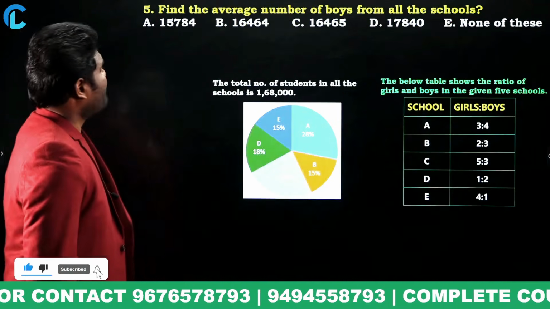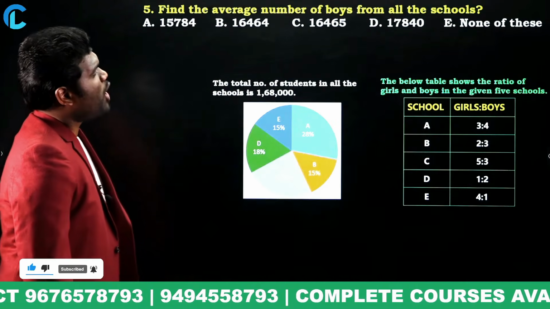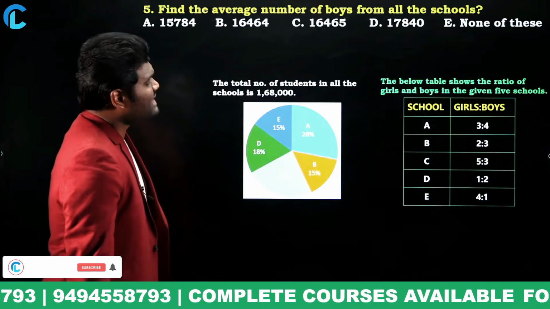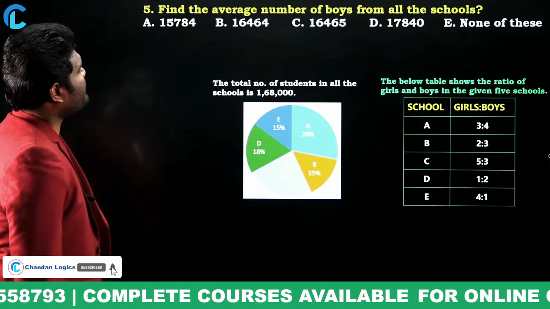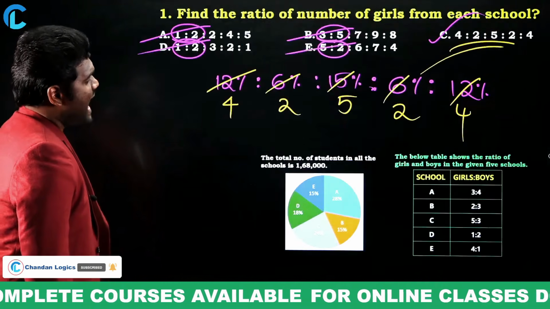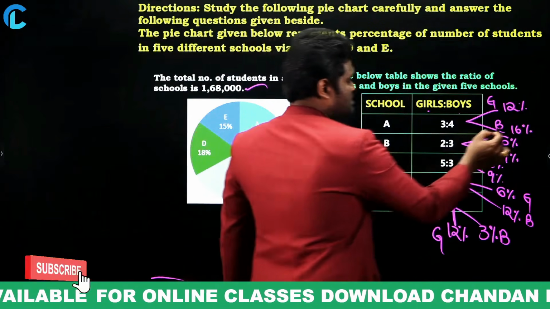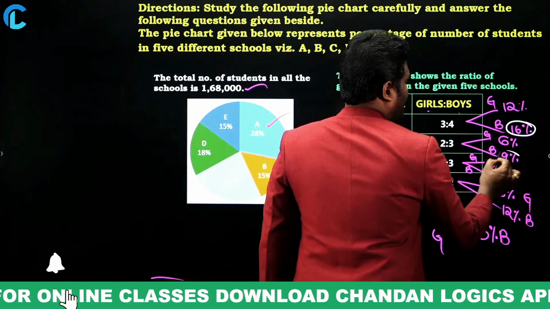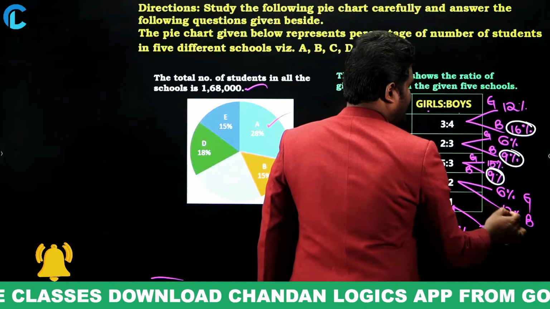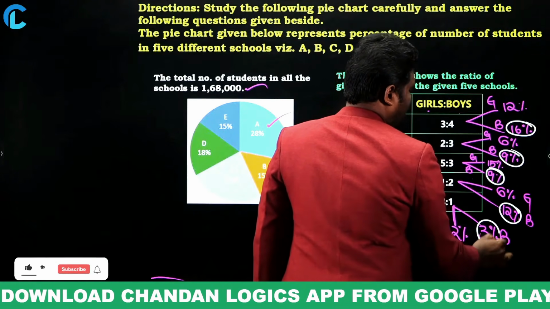Look at this. Find the average number of boys from all the schools. So the question is asking the average number of boys from all the schools. First I need to know the boys from all the schools. So boys 16, boys 9, boys 9, boys 12, boys 3.